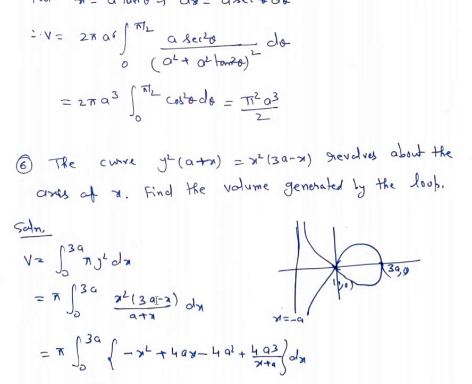Now because the degree of the numerator is 3 and the degree of the denominator is 1, to integrate it we divide the numerator by the denominator. So we get π times ∫ from 0 to 3a of (−x² + 4ax − 4a² + 4a³/(x + a)) dx. So if integrated we get −x³/3 + 4a·x²/2 − 4a²·x + 4a³·log(x + a). The limits are from 0 to 3a. So put the limits, and we get the volume as πa³(8 log 2 − 3). Thank you so much.